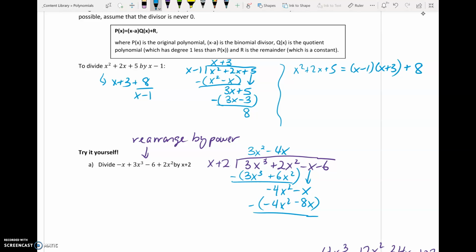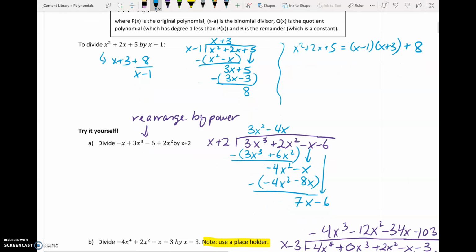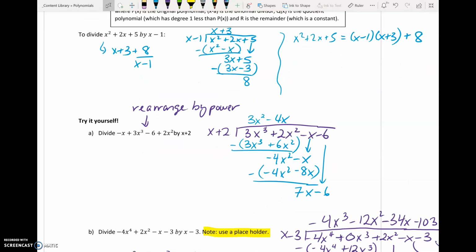So negative 4x squared, and then subtract negative 4x squared, that's just gone. But we have negative x minus 8x. So this double negative becomes a positive 8. So that's really 8 minus 1, which is 7 as our coefficient, and then we're still left with that x. Then we're going to bring the negative 6 down, and then repeat this process one more time.